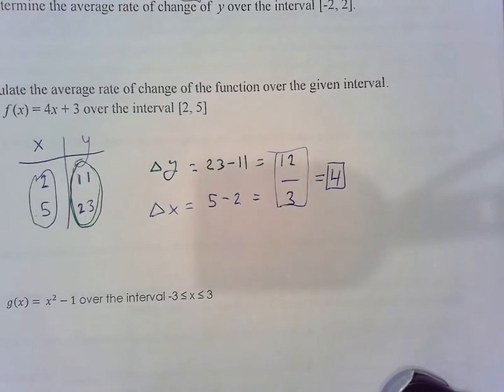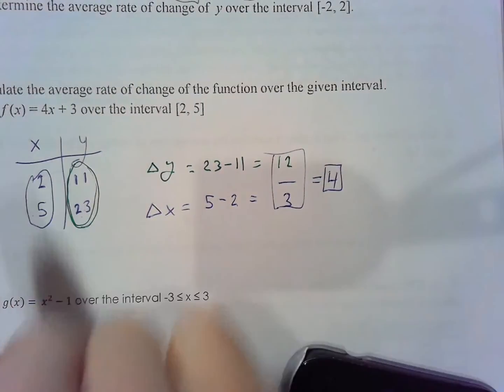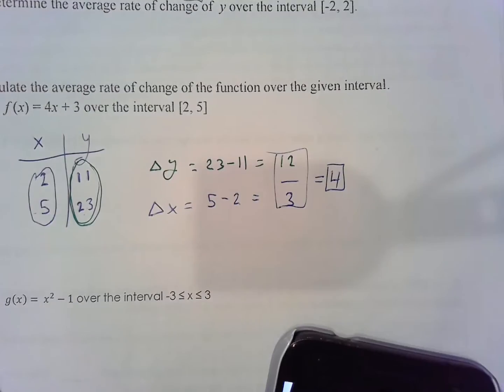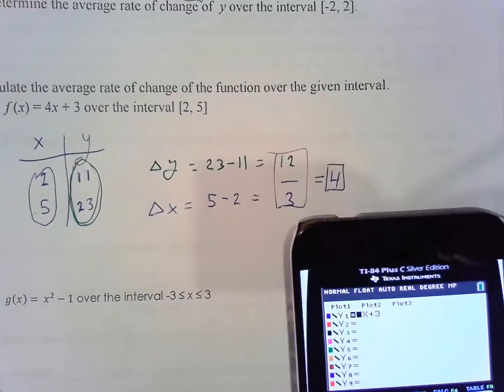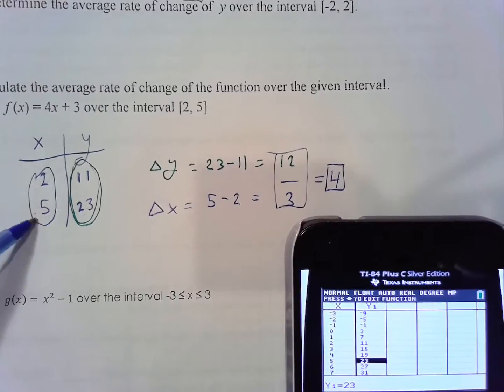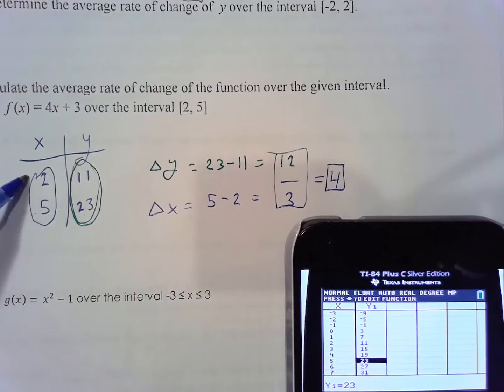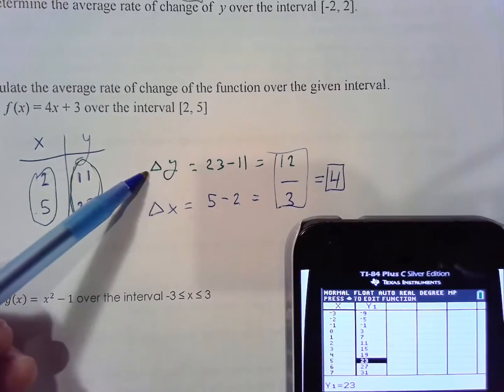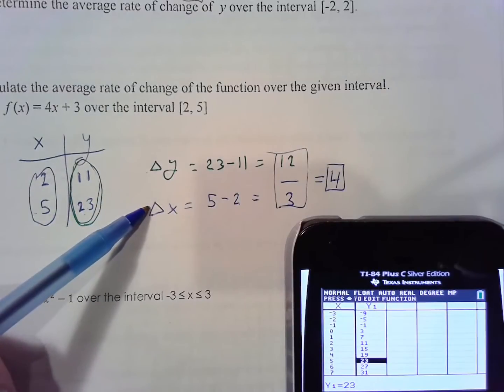That's the whole thing. So here we had a function that looks kind of weird, but we just plugged it into our y equals in our calculator, got the table, and once we got the table, we found the inputs that we cared about with the matching outputs, got our change in y over our change in x, and that's it.